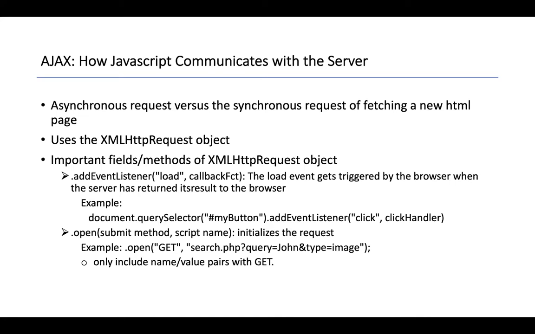So when you create a new XMLHttpRequest object, there are a few important methods and properties that you might want to set. The first thing is the load event, and that event gets triggered by the browser when the server has returned its result. You associate the callback function that you want to process the result, and that callback function should use those DOM modification commands I showed you on Tuesday to make the appropriate changes to the DOM object.